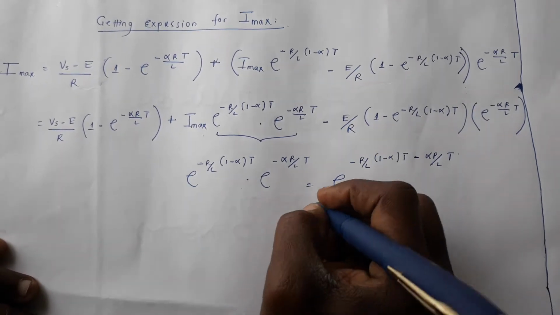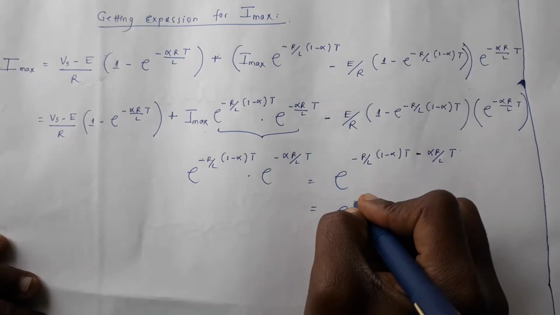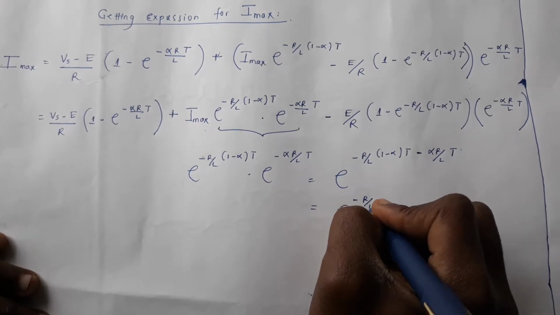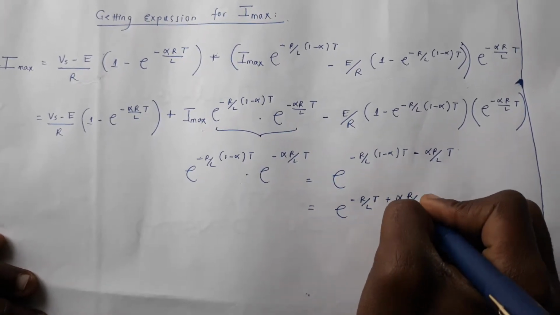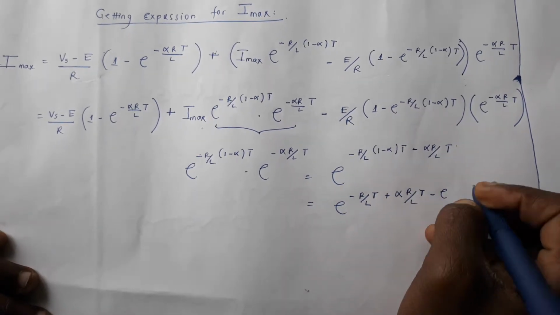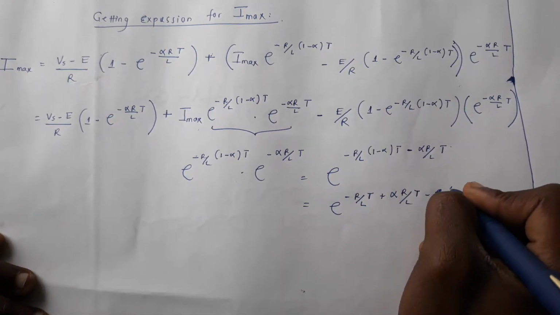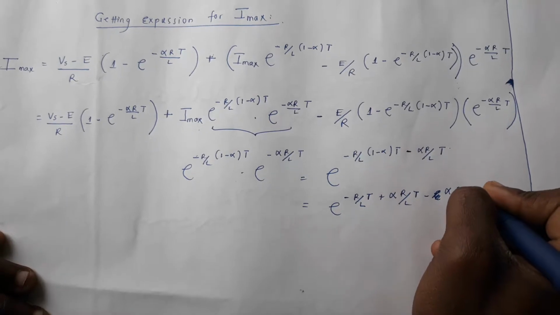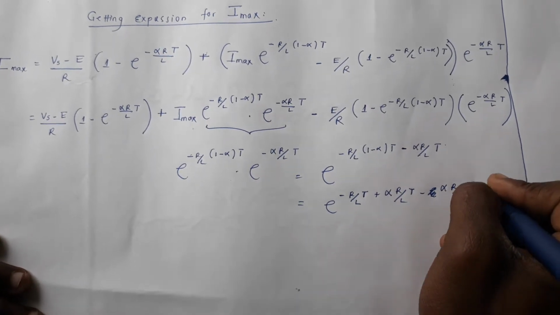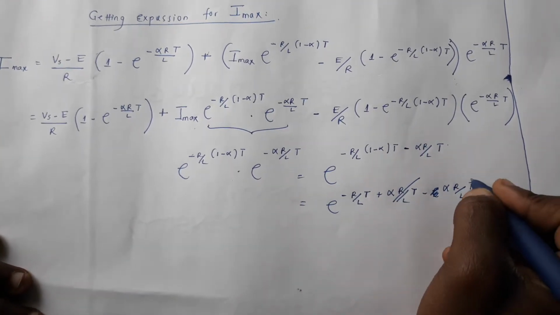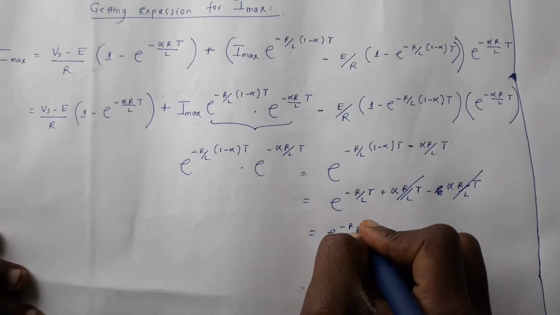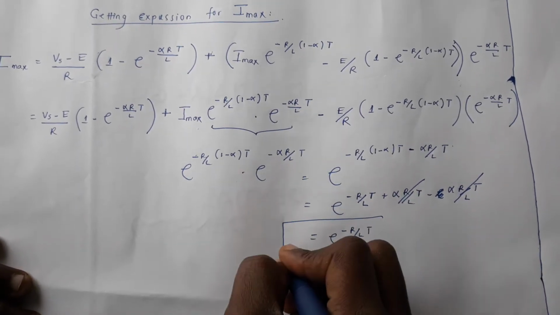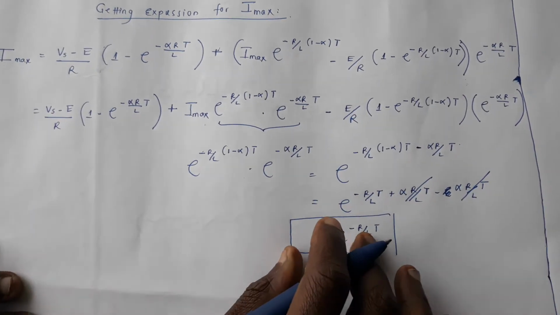So in this case, we can open the brackets. We're going to get minus R over L T plus alpha R over L T minus alpha R over L T, okay. So this is going to go with this, and so we are going to yield minus R over L T. So this is what we are going to use.